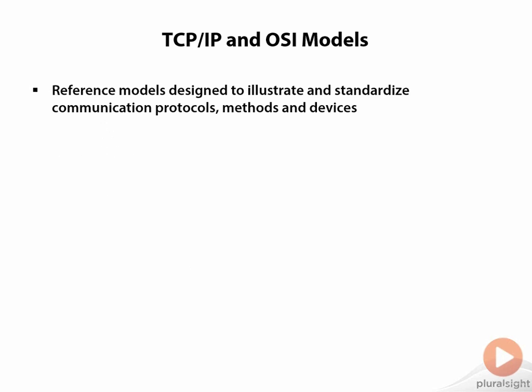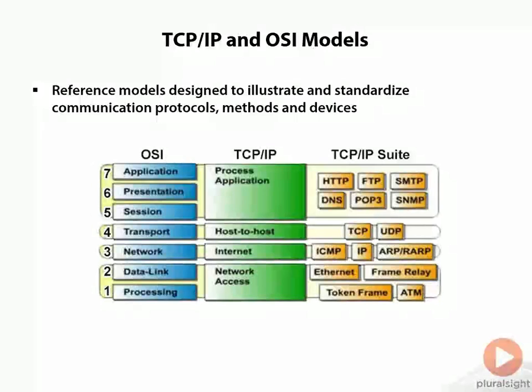All right, so just for your own knowledge and to jog your memory, if you in fact have reviewed this before, understand that the OSI model is a reference model designed to illustrate and standardize communication protocols, methods, and devices. So this should look familiar to you. If it doesn't, I suggest you go back and review the Network Plus course. But again, you'll understand that the OSI model has 7 layers: application, presentation, session, transport, network, data link, and physical.